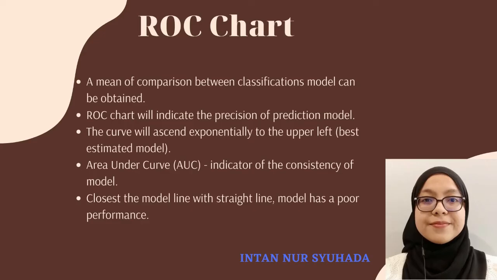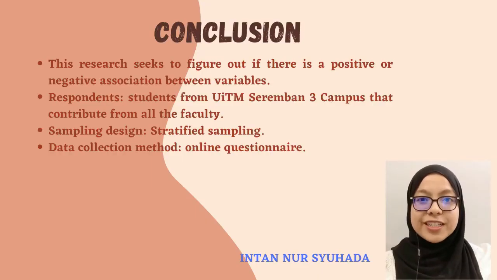As for conclusion, this research seeks to figure out if there is a positive or negative association between variables. The respondents will be the students from UiTM Seremban 3 campus from all faculties, which are FSR, FSKM, and FSPPP. This research also uses a probability sampling technique, which is stratified sampling, and this research will conduct an online questionnaire as a survey to collect information from the respondents.